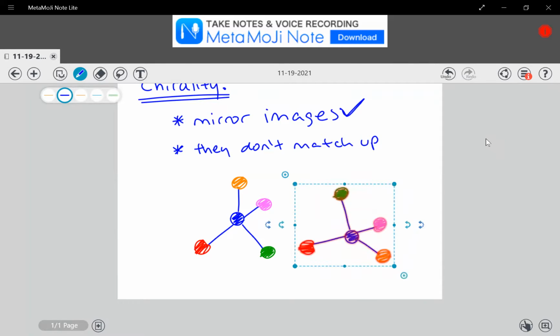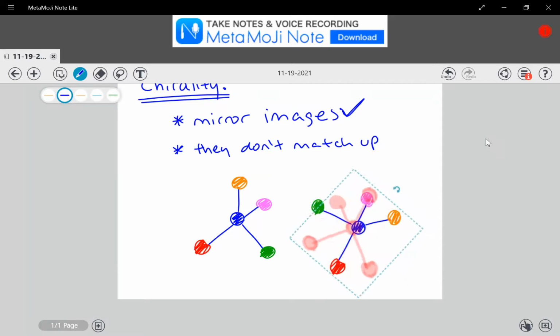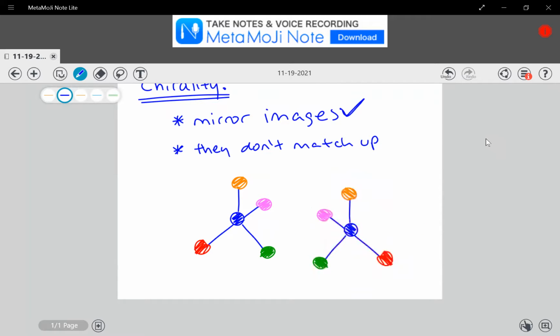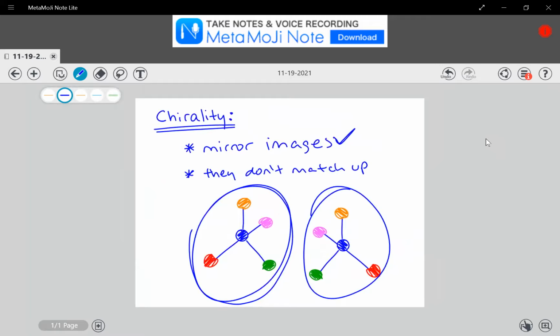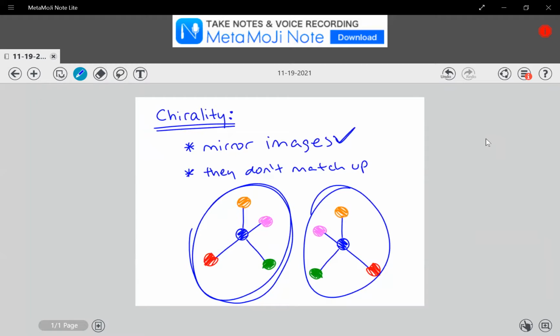Going, and we are almost back to where we started. No matter how much you rotate this molecule right here, it's never going to be this guy. They're never going to be the same. And that's it. That's all there is to chirality. Literally. Okay. So now let's start actually defining some of this other stuff.